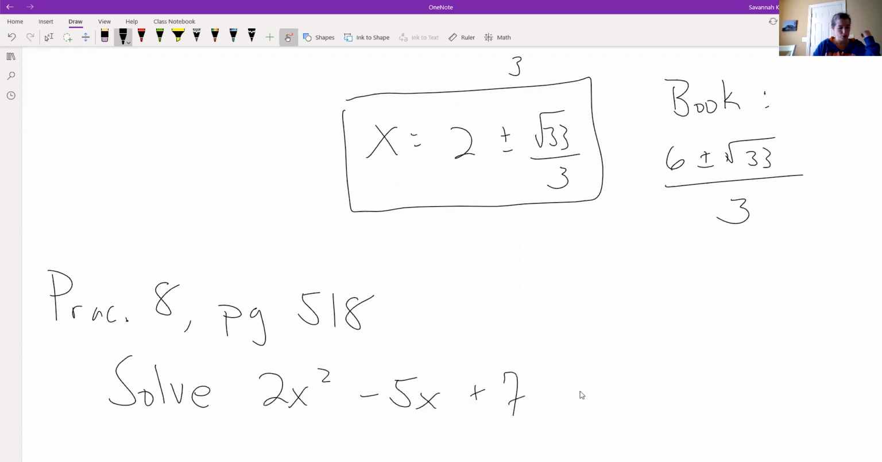Okay, for good measure, we've got one that is probably going to incorporate some imaginary numbers.